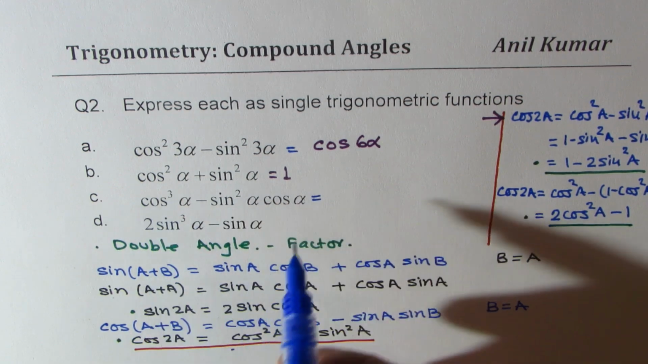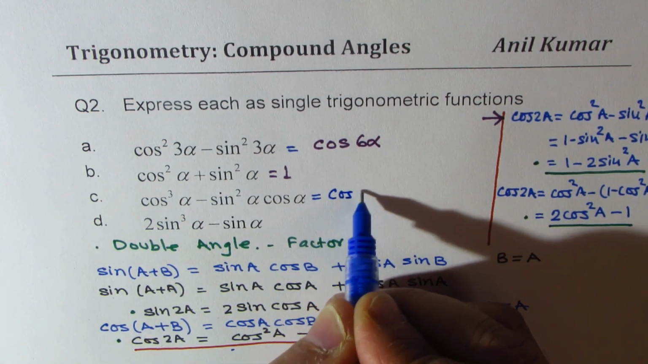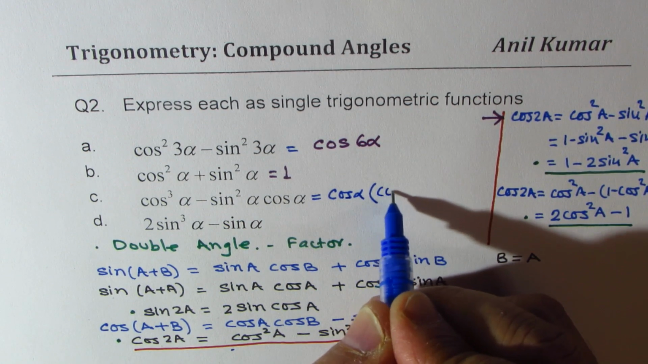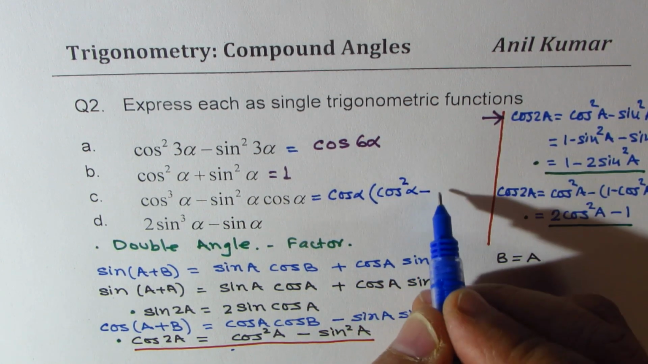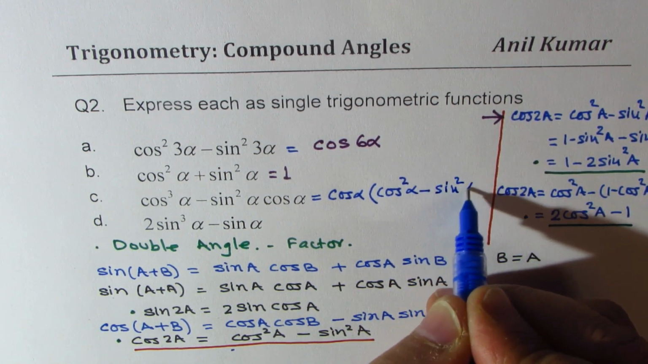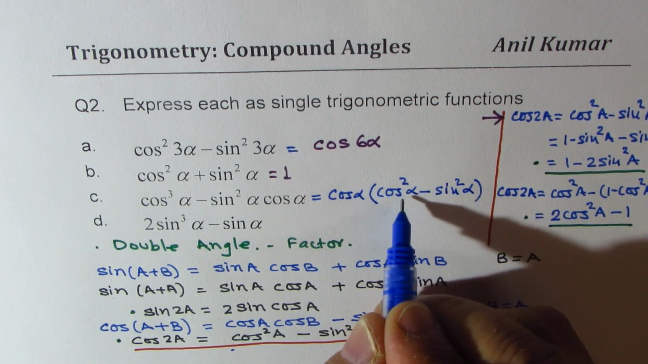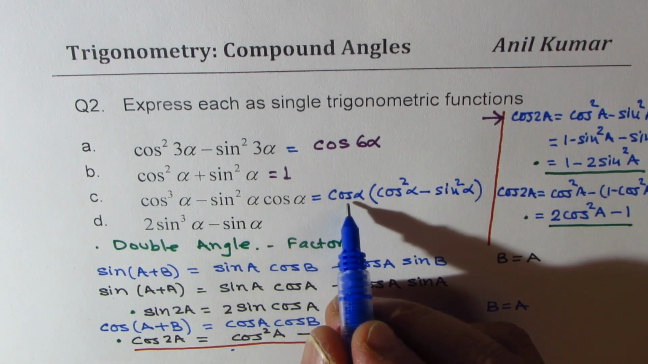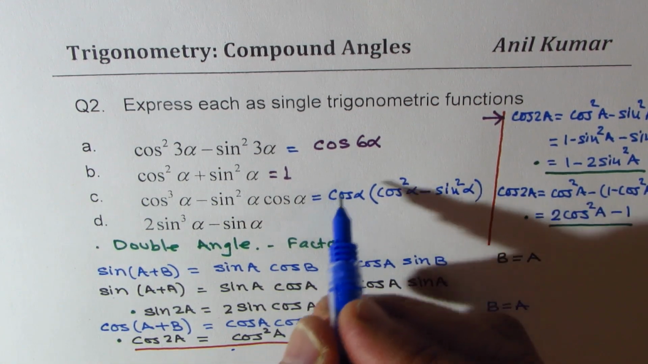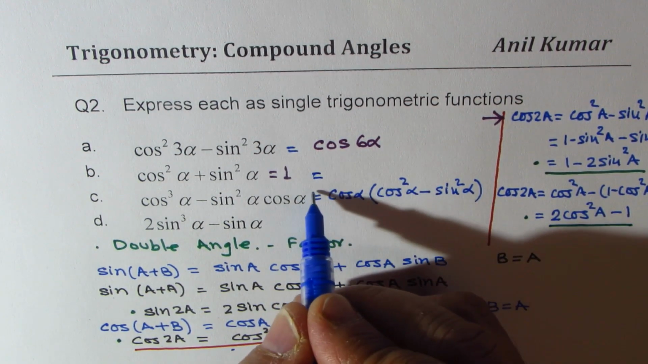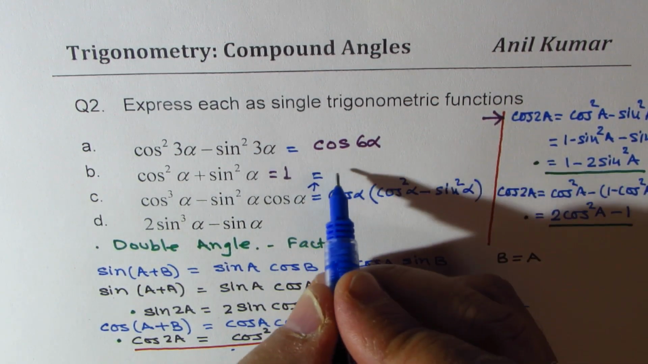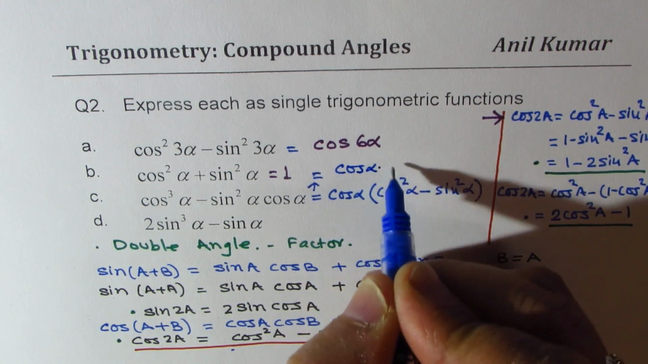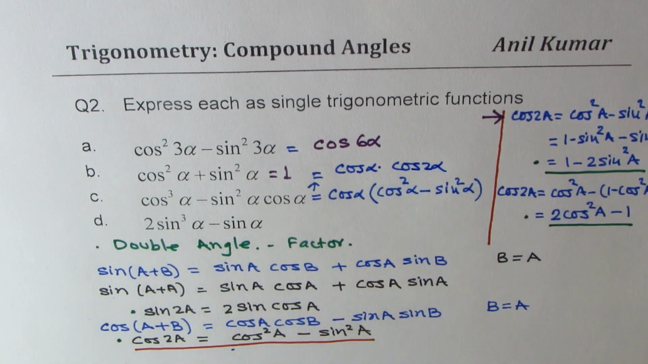Now, the next question here is cos cube alpha minus sine square alpha cos alpha. We could factor cos alpha. So if I factor cos alpha, I get cos square alpha minus sine square alpha. Now the center portion, cos square alpha minus sine square alpha, is cos 2 alpha and we have cos alpha here. So I could write this as cos alpha times cos of 2 alpha. Does it make sense to you, right? So at times you may have to factor and get the result.